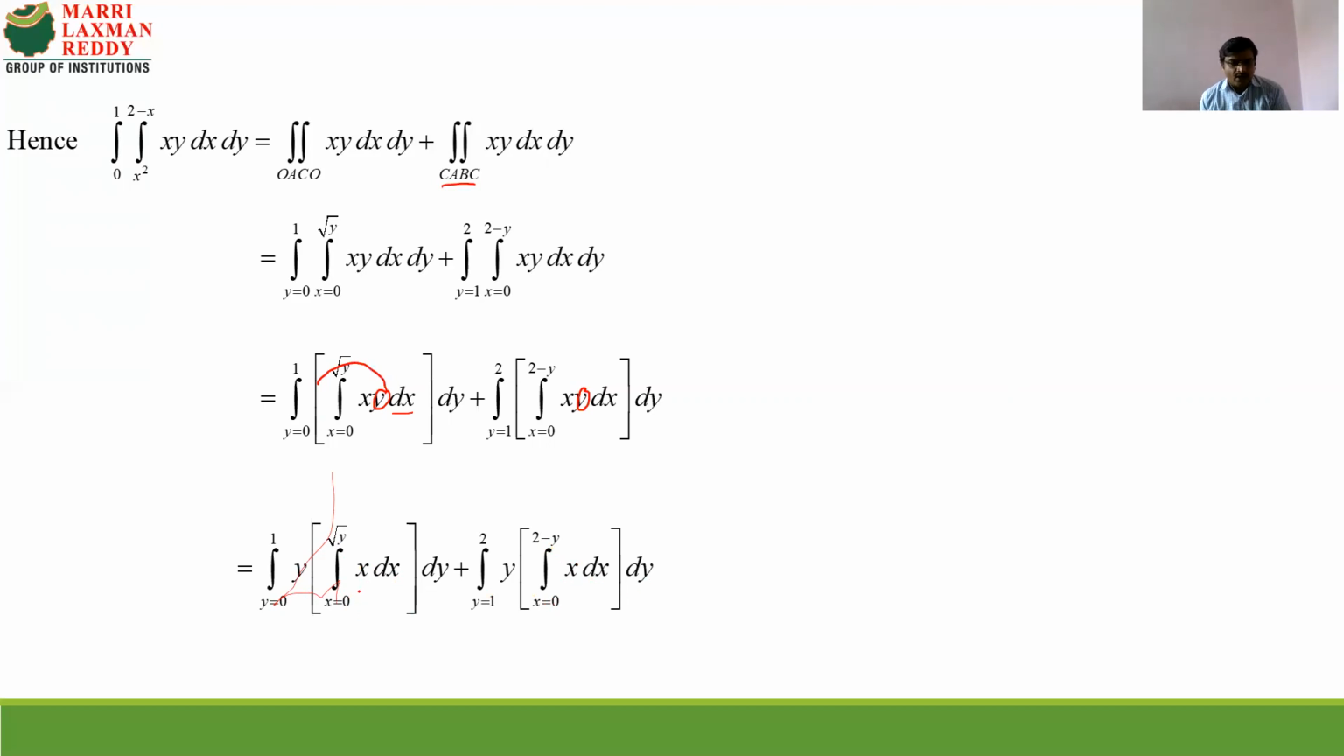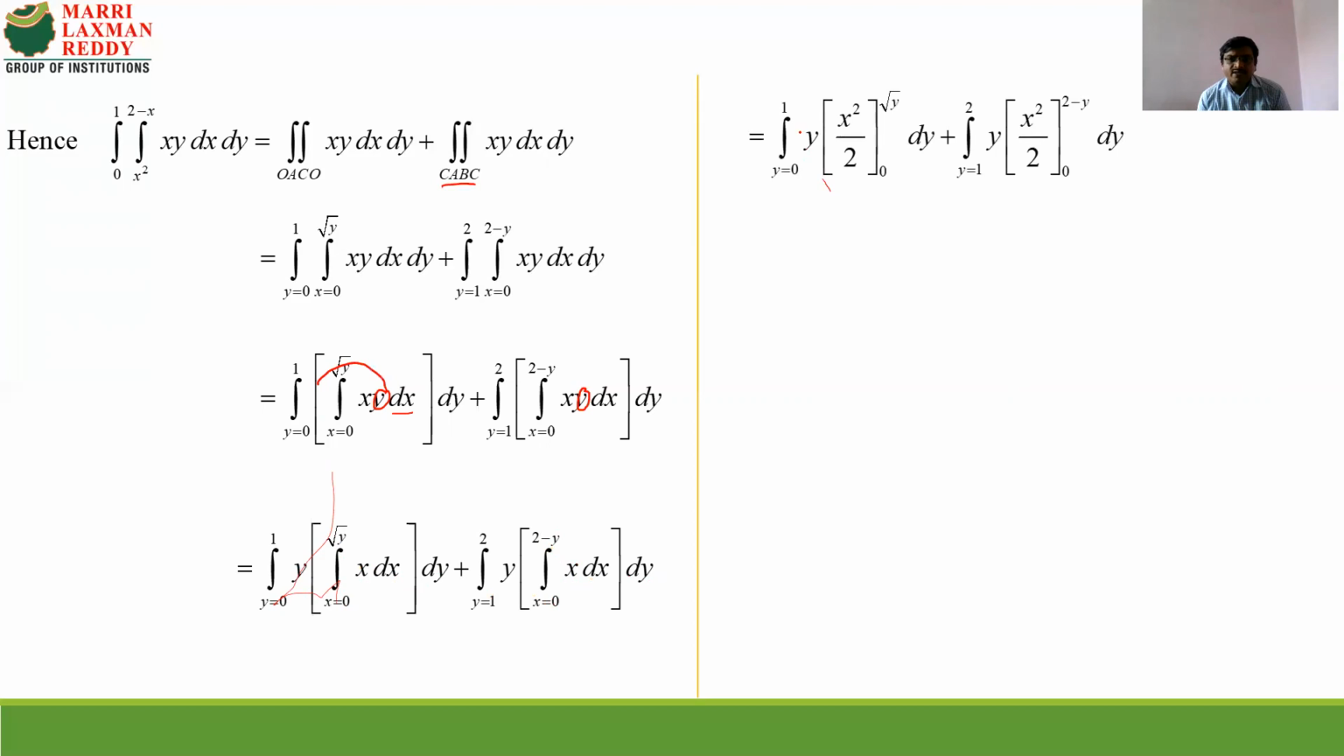Now we know that integral of x dx is nothing but x squared by 2. So we got integral y is equal to 0 to 1, y into x squared by 2, and we have to substitute the limits of x, that is root y and 0. And similarly in the second integral also, we're having the same integral value. Integral of x is x squared by 2 and the limits are 0 to 2 minus y. Now substitute the limits, upper limit and lower limit here.